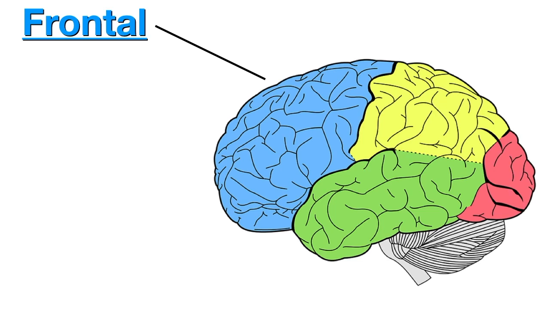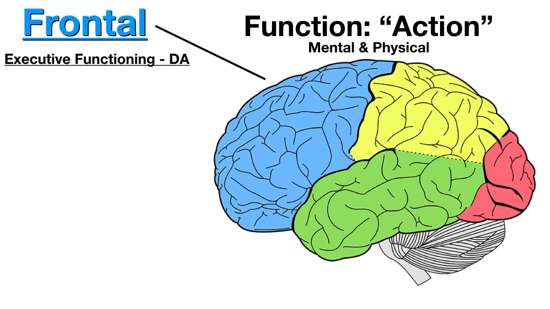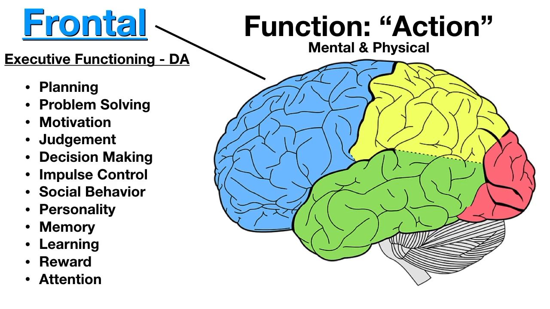The frontal lobe has many different functions. The easiest way to remember the overall function of the frontal lobe is to think of the word action, and this will include both mental and physical actions. So what exactly does this mean? Well, starting with the mental actions, this is going to include executive functioning. This is primarily mediated by the neurotransmitter dopamine, and these executive functions will include things like planning, problem solving, motivation, judgment, decision making, impulse control, social behavior, personality, memory, learning, reward, and attention. So as you can see, the frontal lobe plays a major role in determining our personality, behavior, and decisions.